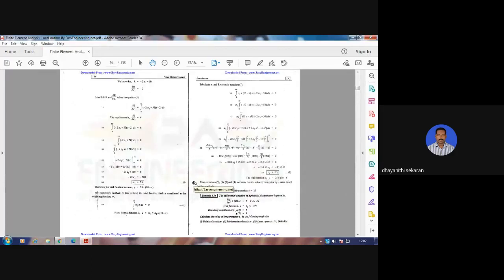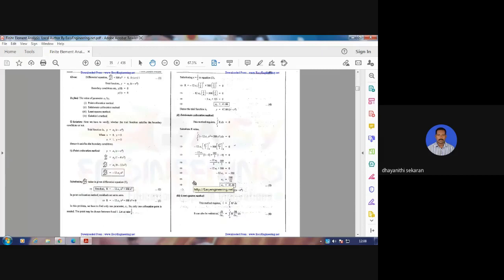I think last class, d squared y by dx squared plus 500 x squared equals 0, 0 less than or equal to x less than or equal to 1. Zoom the screen, you can see very clearly. The differential equation of a physical phenomenon is given by d squared y by dx squared plus 500 x squared equal to 0, 0 less than or equal to x less than or equal to 1. Trial function: y equal to a1 into x minus x power 4. Boundary conditions are y of 0 equal to 0, y of 1 equal to 0. We know very well this problem, because y is equal to a1 into x minus x power 4.